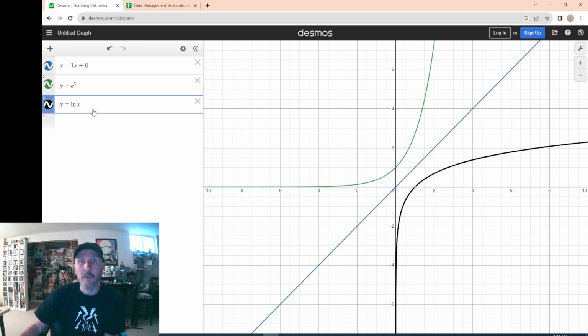Now, logarithm: if you notice, this one starts really increasing quite quickly, but then it is a slow, gradual increase after that.